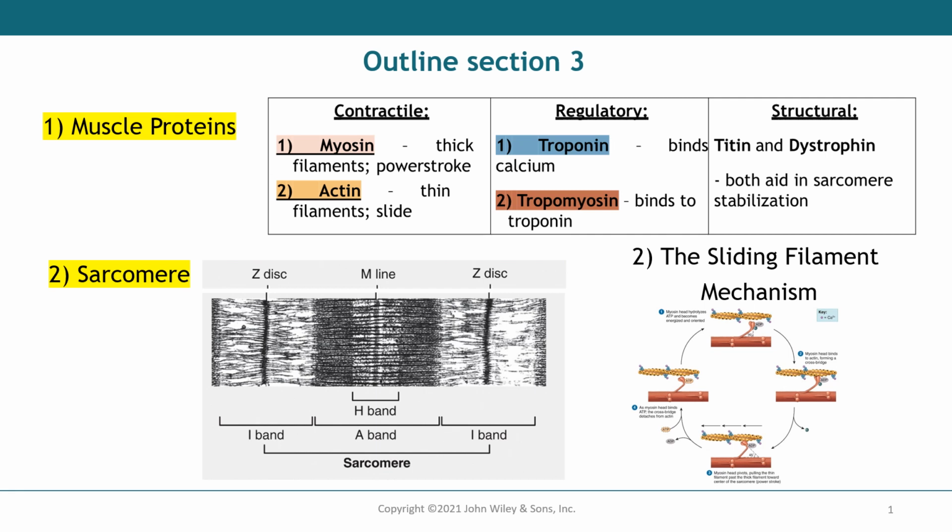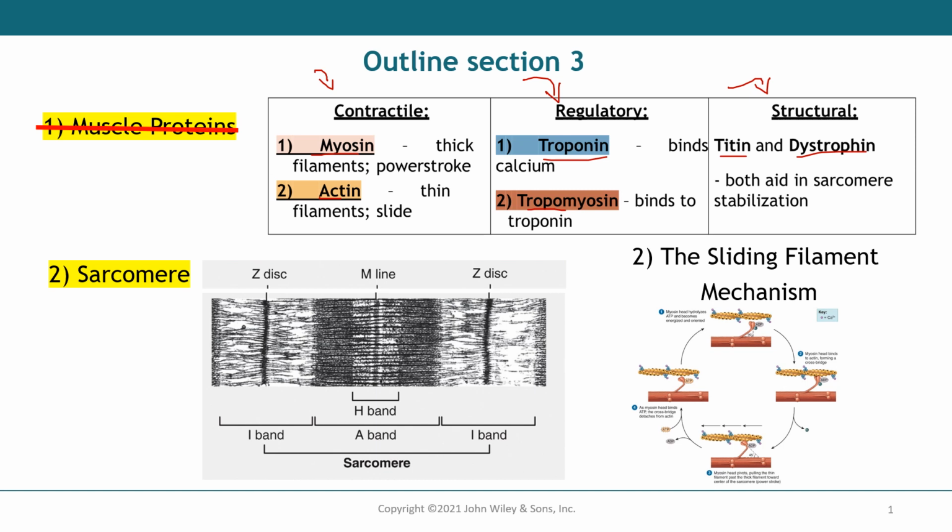Okay, so we are done with the muscle proteins. So you should know that there are three groups: contractile, that you have myosin and actin; regulatory, that you have troponin and tropomyosin; and the third one that is the structural, that here we only pick titin and dystrophin. But there are many more. And here we finish this section.